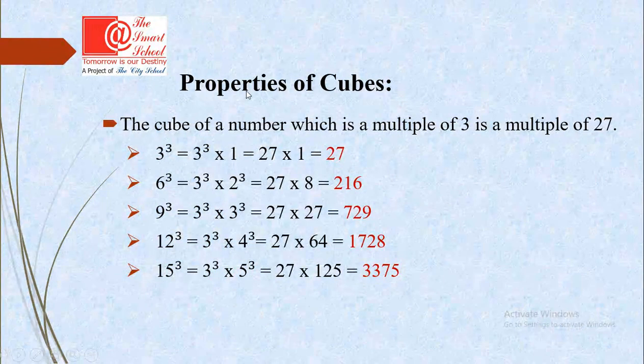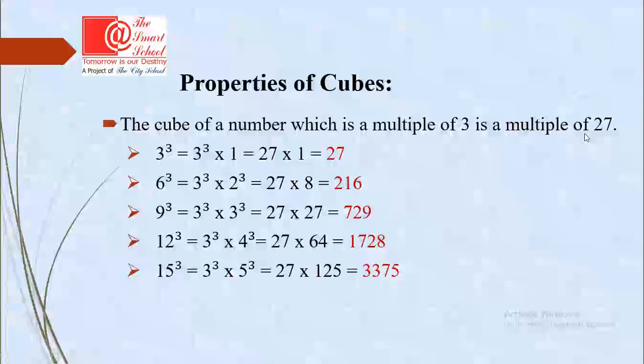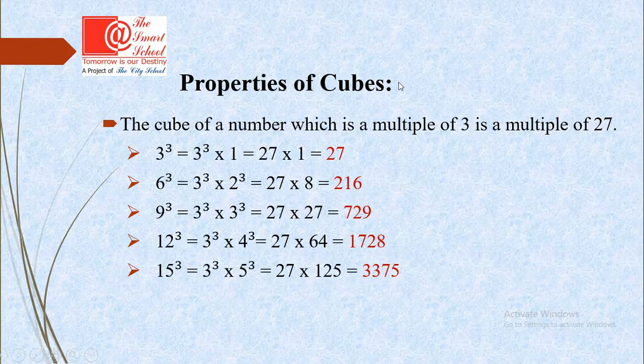Now, another property of cubes: the cube of a number which is a multiple of 3 is a multiple of 27 also. Like 3 cubed is 27, so it is a multiple of 27. So it is a multiple of 3 and a multiple of 27. And then 6 cubed, 216, is a multiple of 3 as well as a multiple of 27.